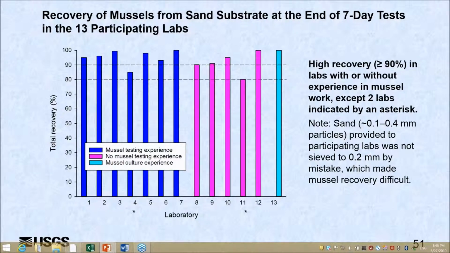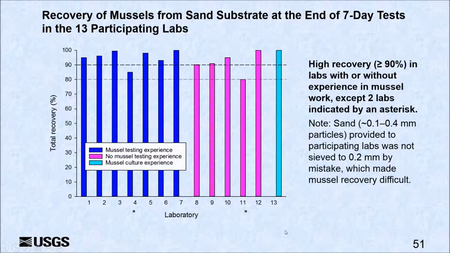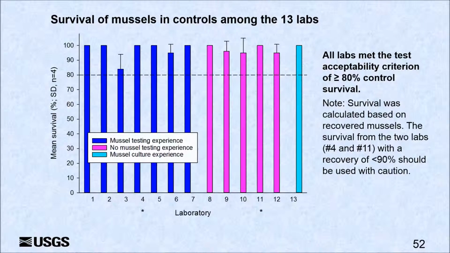It's very helpful. When you gently swirl the beakers, you can concentrate the mussel in the center of the beaker and on the surface of the sand. So you can quite easily recover them that way. But anyway, the labs got very good recovery, except number 4 and number 11 lab, they have like 80 or 85% recovery. The survival based on recovered mussel, all the labs meet the accepted criteria, more than 80% control survival.